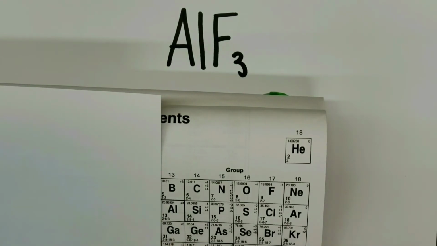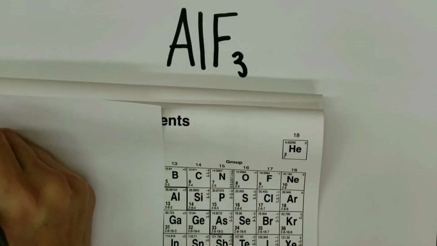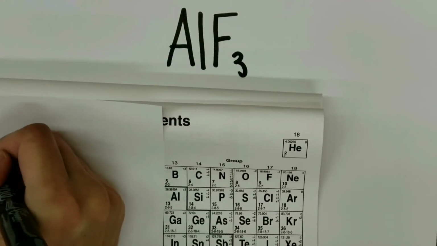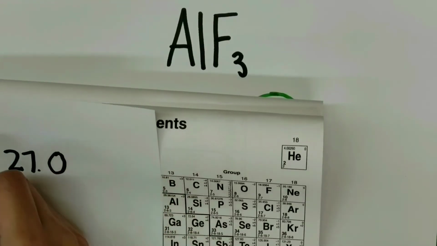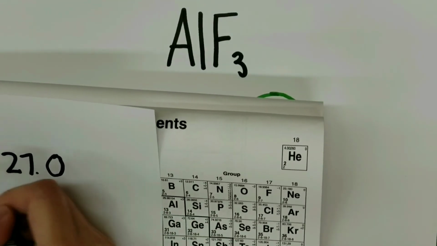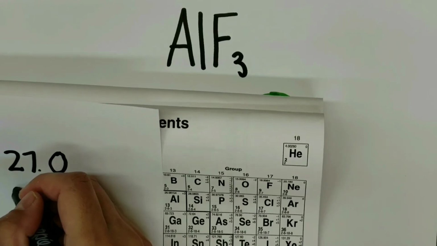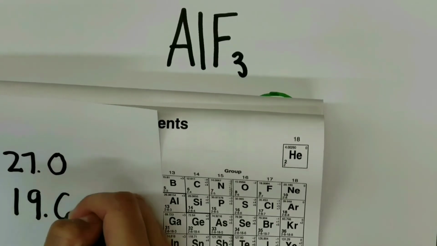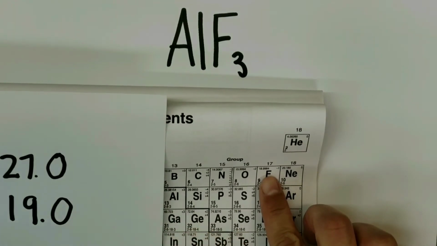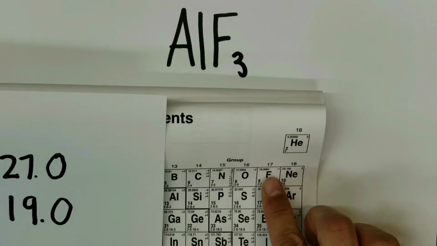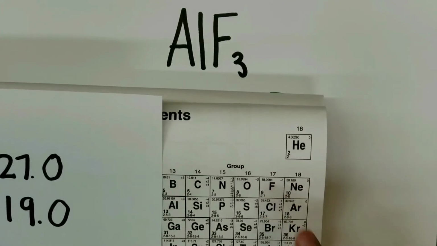So aluminum's mass rounds to 27.0 grams. And fluorine's mass rounds to 19.0 grams. Notice for fluorine, although it says 18.99, we do not truncate the number, but instead we round.